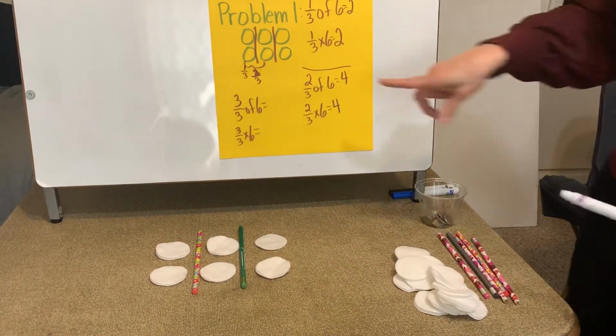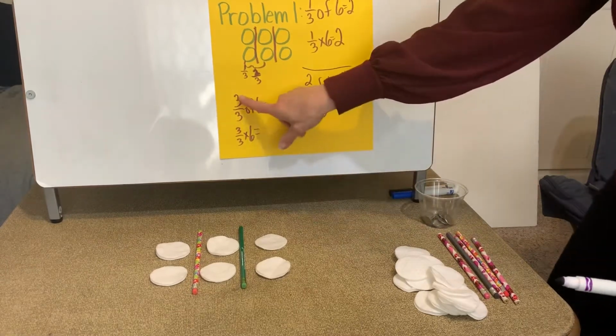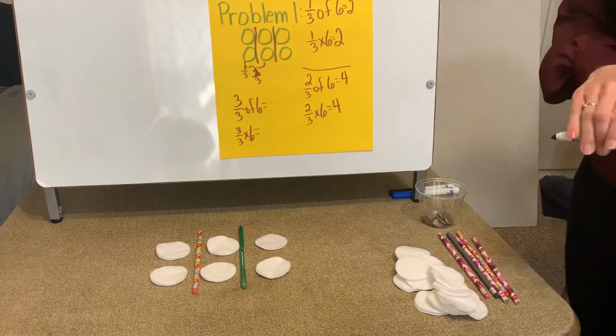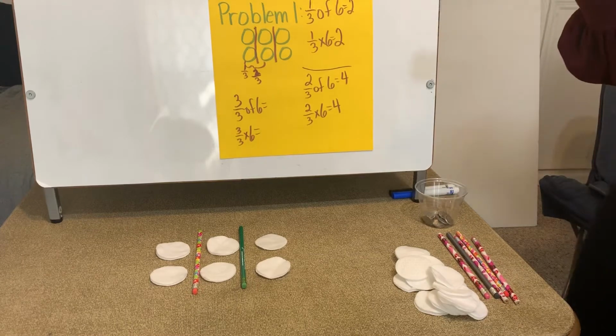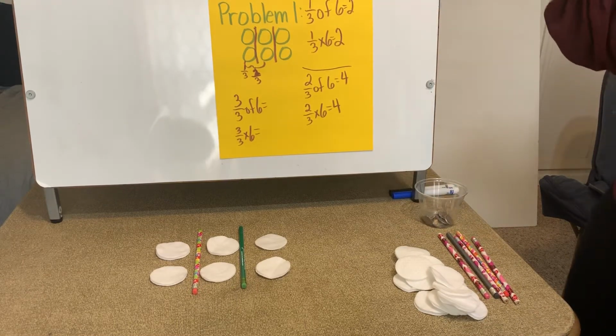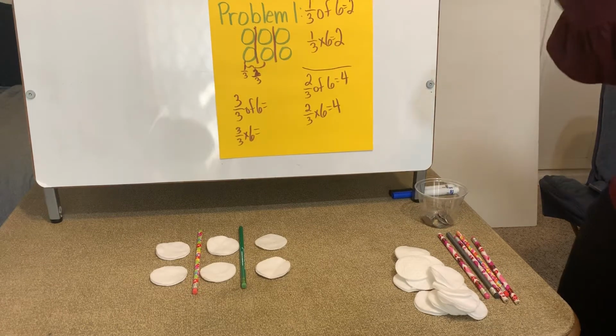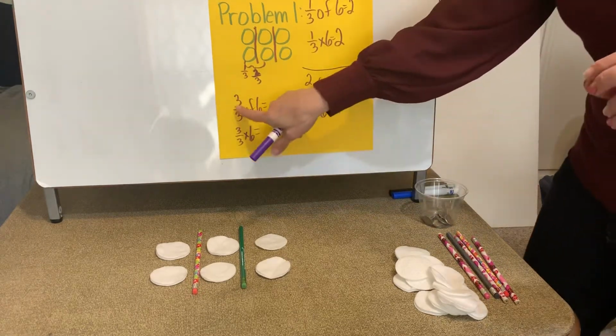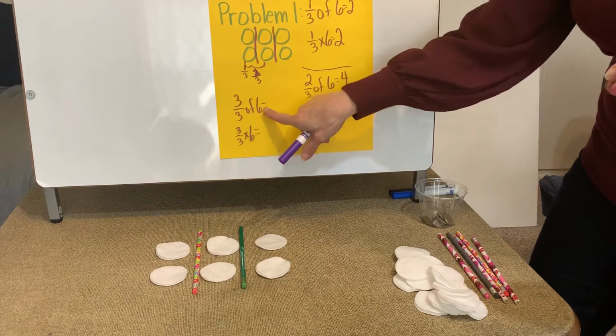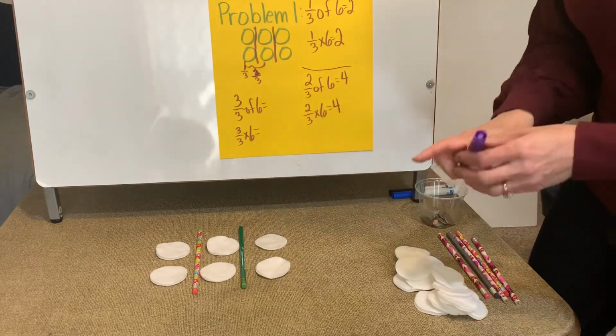All right, with the next one, if I wanted to do 3/3 of 6, well, what do I know when I have a numerator and denominator that are exactly the same? That equals 1 whole number. So I've got 1 here. Well, 1 times 6 equals 6, right?